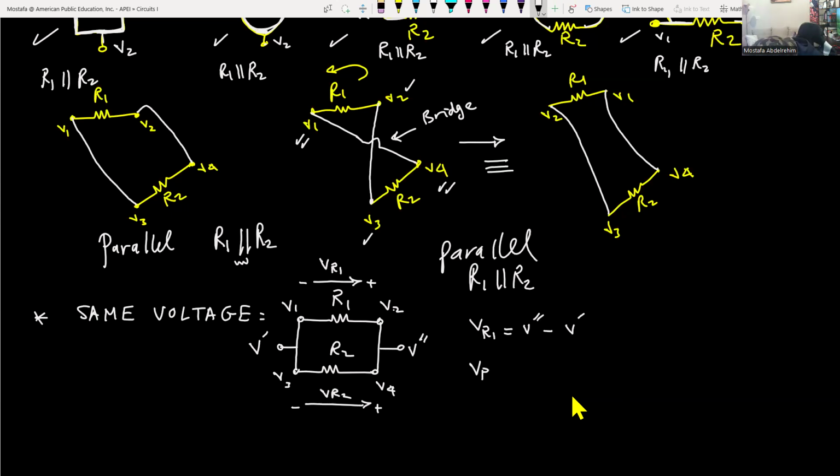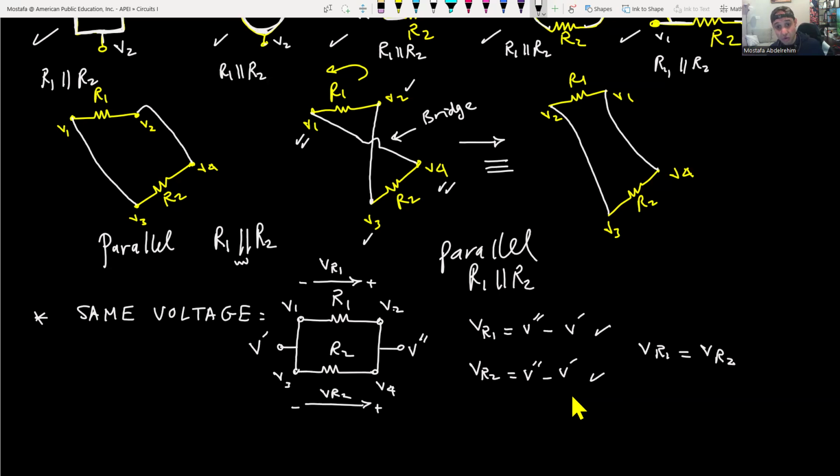And VR2 is equal to the positive minus the negative. Positive is V4, but again we connected V2 to V4, so they become one terminal, which is V double dash. And V3 is equal to V1, and both of them we called V dash. And look, guys, that's exactly that one. VR1 equals VR2.